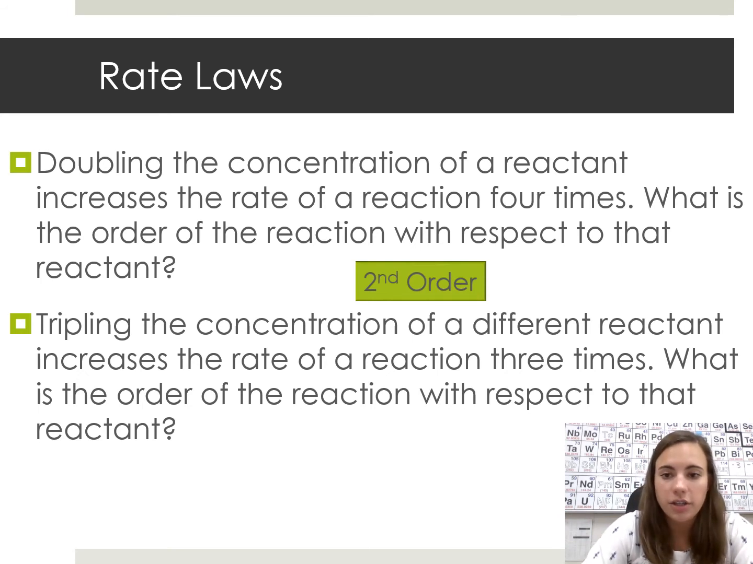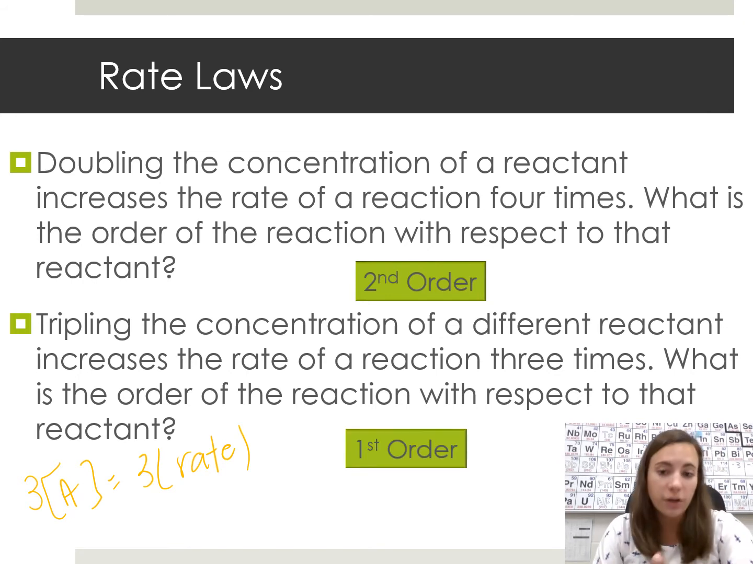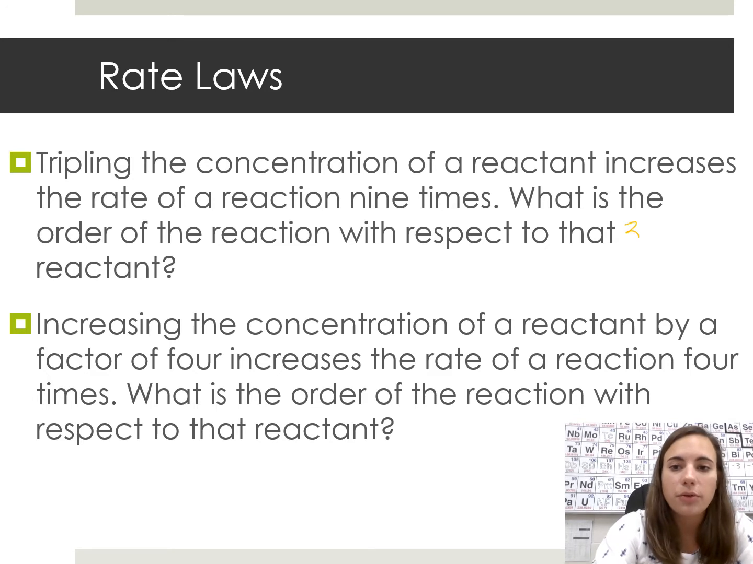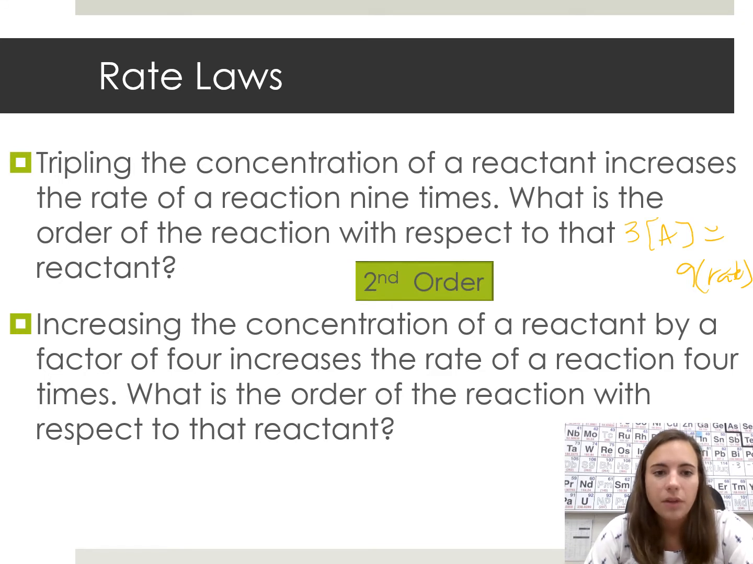Tripling the concentration of a different reactant increases the rate of a reaction 3 times. So I did 3 times the concentration and it gave me 3 times the rate. Well, they're the same, so that has to be first order. Tripling the concentration of a reactant increases the rate of a reaction 9 times. So 3 times the concentration gave me 9 times the rate. 3 squared is 9, so that has to be second order.